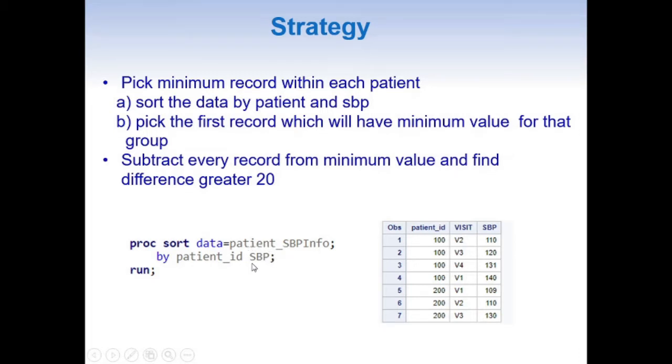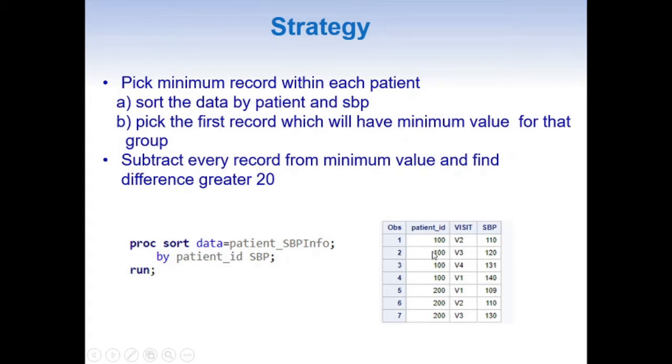We can understand this by looking into the sorted data here. First, it is sorted on patient underscore ID, and within each patient ID it is again sorted by the SBP values. So within each patient ID, it is going to sort SBP from the lowest to the highest value, that is, from minimum to maximum value within each patient ID.